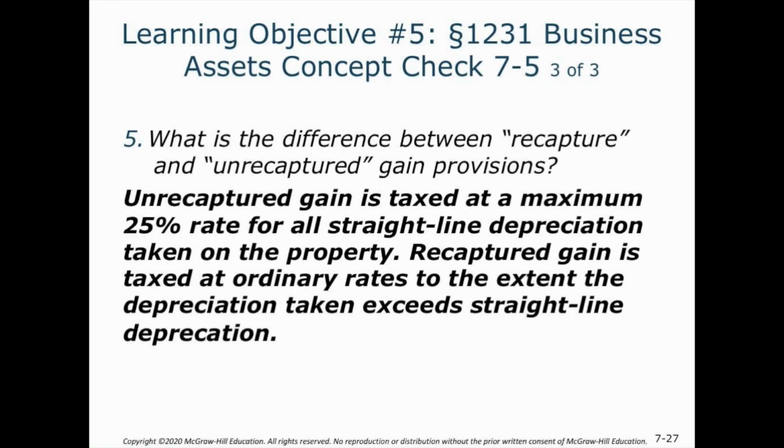What is the difference between recapture and unrecaptured gain provision? So here the unrecaptured gain is going to be taxed at the maximum of 25% for the 1250 property for all straight line depreciation taken. Recaptured gain is taxed at the ordinary rate, so that's going to be the amount between the accelerated depreciation and the straight line depreciation.